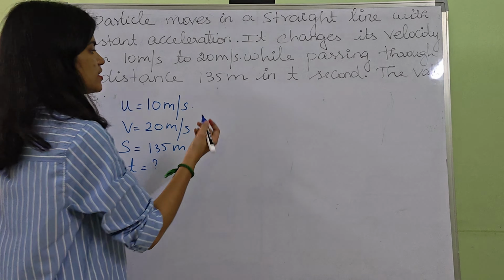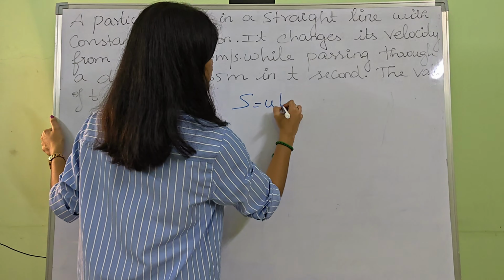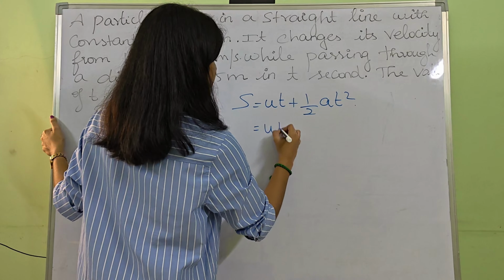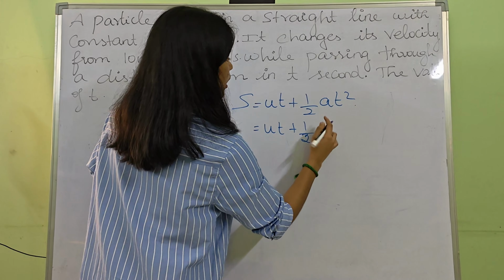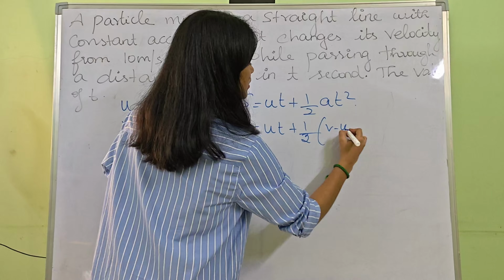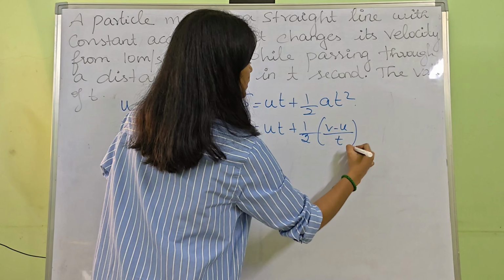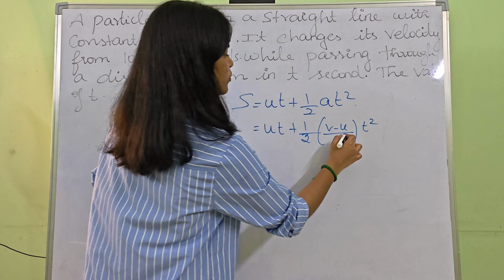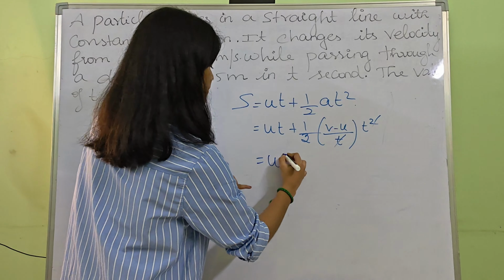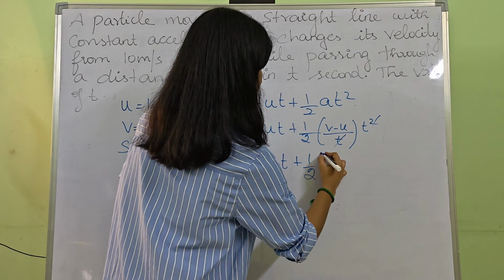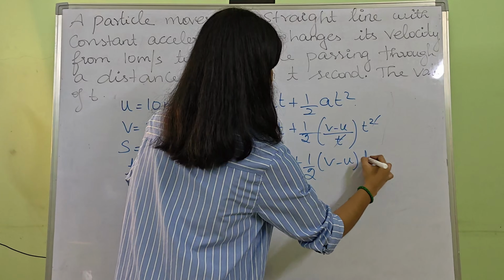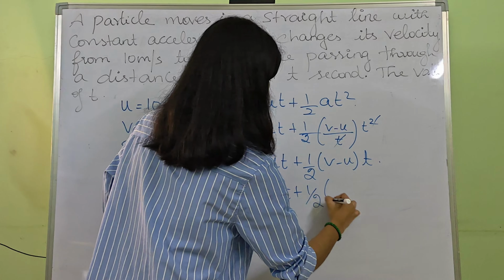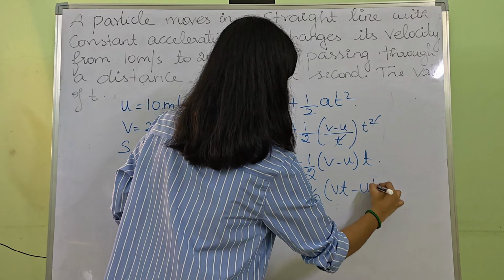Very simple. So as a kinematic equation, S equal to ut plus 1 by 2 at square, right? So now ut plus 1 by 2 a, we can also write it in the form, so (v minus u) by t. Yes or no? There is a change in velocity based on time. Now t gets cancelled, so ut plus 1 by 2 (v minus u) t. Again ut plus 1 by 2, so vt minus ut.